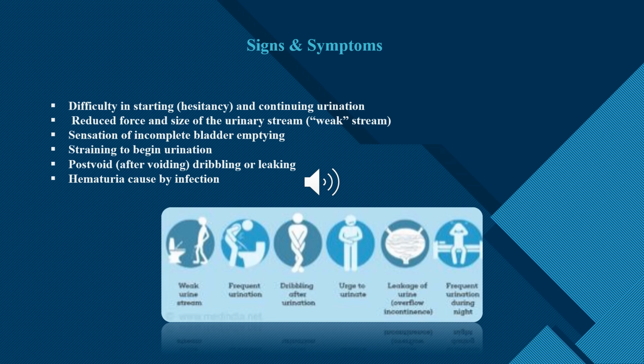So the patient is going to have a weak stream, a sensation of incomplete bladder emptying, and straining to begin urination. The patient is going to have elevated post-void residuals, or they can have dribbling and leaking, and sometimes, but very rarely, they can have hematuria. Most likely when you see hematuria, it is because the patient hasn't had any treatment or is not aware that they have benign prostatic hyperplasia.